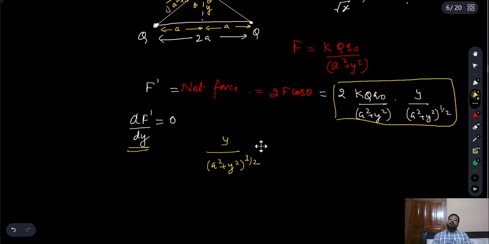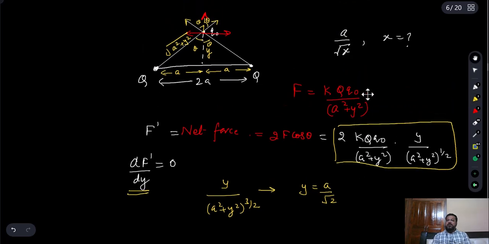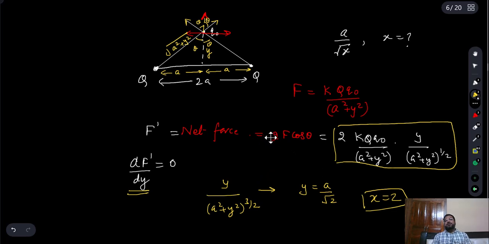You can easily differentiate by applying the u over v rule, and you will come to know that this y is coming out as a over root 2. Now if you compare it with this, you can easily say that my x will be nothing but 2 in this case. This question was asked in JEE Mains 2023, very recently. So these types of basic questions are asked in JEE Mains, though some of the advanced questions we will be discussing here also.